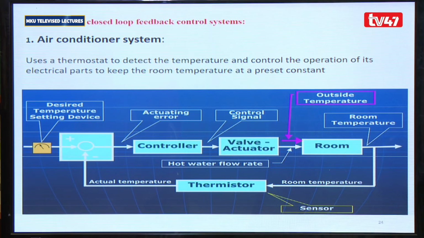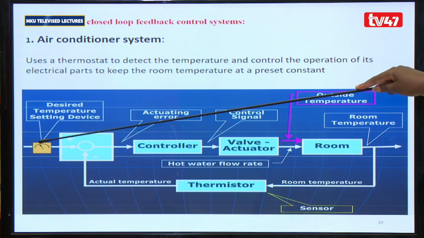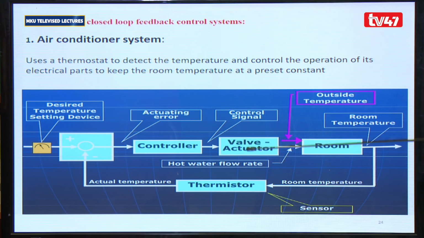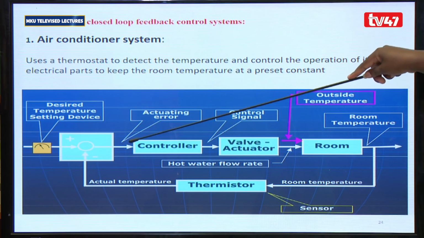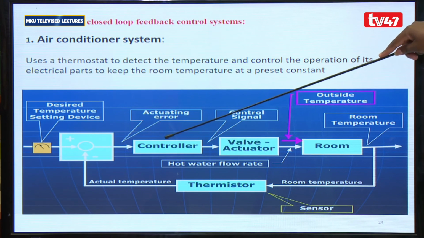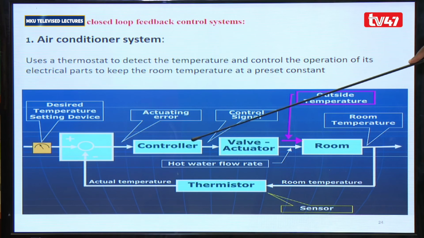So I'll give examples. For example, one air conditioner system. This is a closed loop system. So you find that you set it here. This is the desired temperature. You set whatever temperature you want. Then now it is the work of the thermistor to compare whether the room has reached the temperature you want. If it is not attained, you find it either giving the feedback back to the controller to pump in more heat or cold water so that you can attain that temperature that you want.